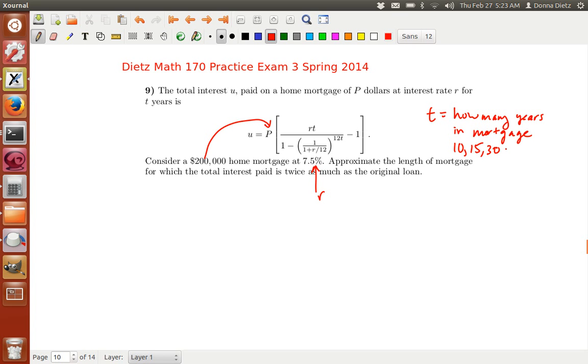And so let's just pick normal values that we would figure we would have, and just get a ballpark here. Well, this is sloppy, right? This is a sloppy formula. So I would pull up Wolfram Alpha, except that it's on an exam, so we can't. So let's take another approach. Let's just solve: approximate the length of mortgage for which the total interest paid is twice as much as the original loan.